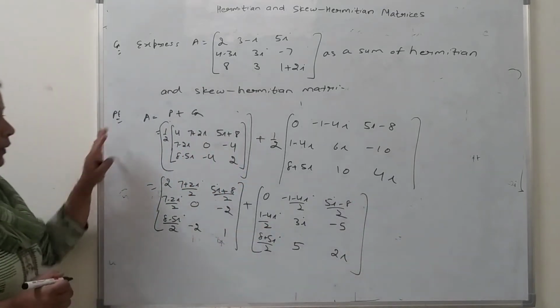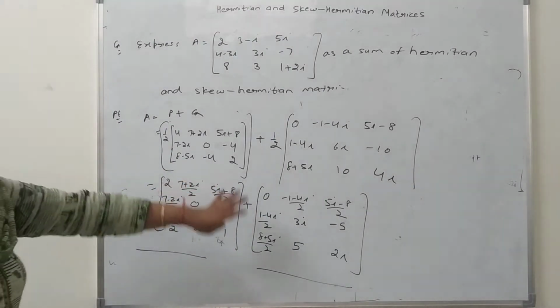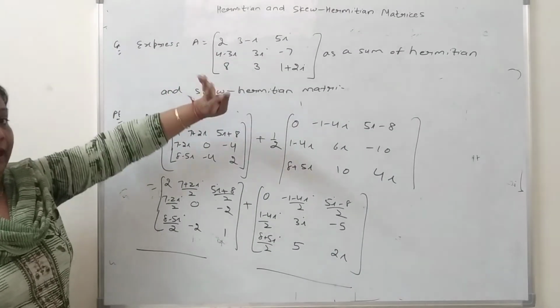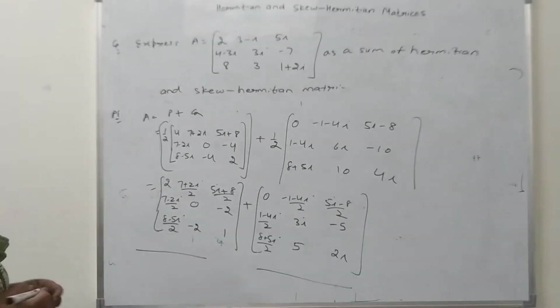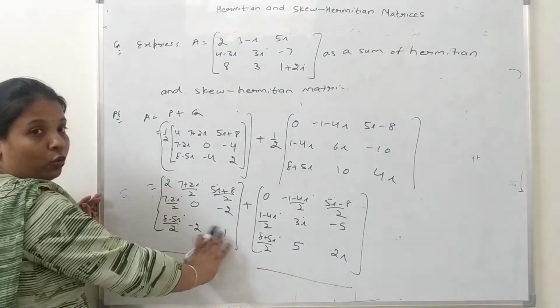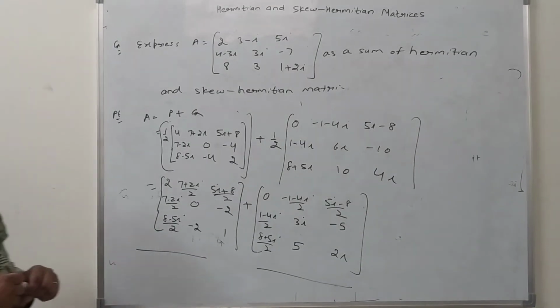A is expressed as a sum of a Hermitian and a skew Hermitian matrix. You will not add it, because I have to express A as a sum of two matrices. So I have expressed it here as a sum of two matrices. When you add these two matrices, you will definitely get A. Okay, class?